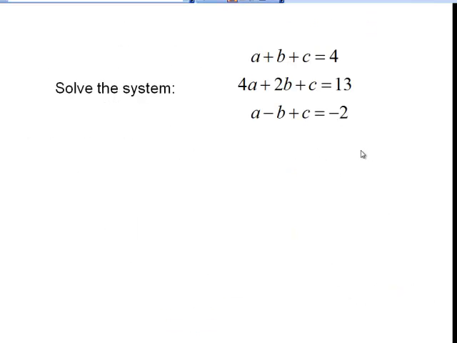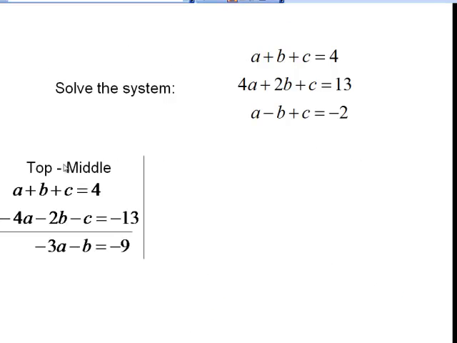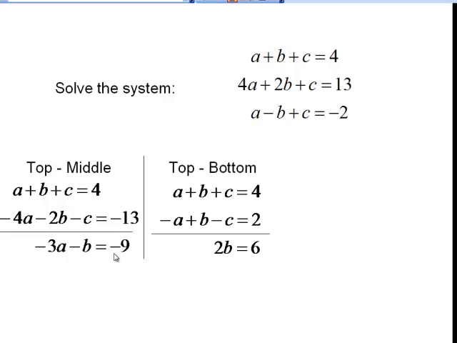Okay, to solve this 3 variable equation, again I'm going to take the top and subtract the middle, put negative, and that'll get rid of my c's. So I get a minus 4a is negative 3a, b minus 2b is negative b, c's go away, and negative 9. And you can change those all to positive if you'd like to.